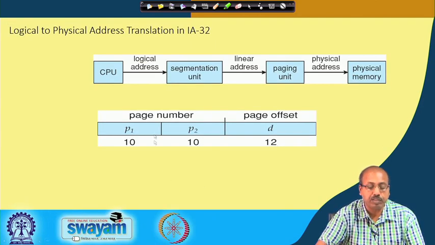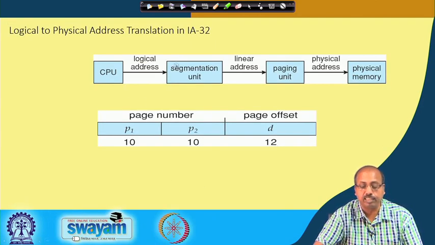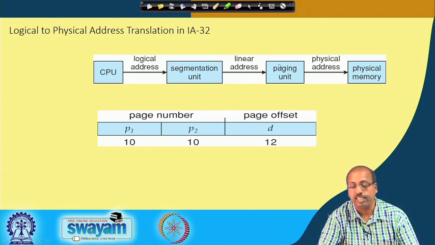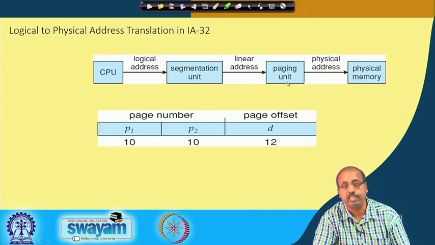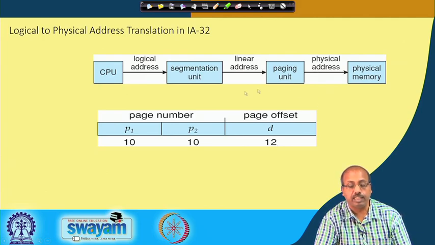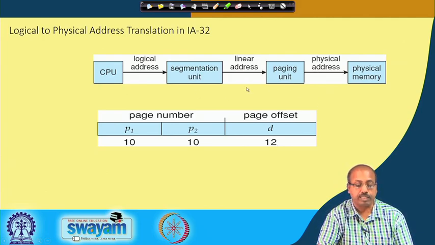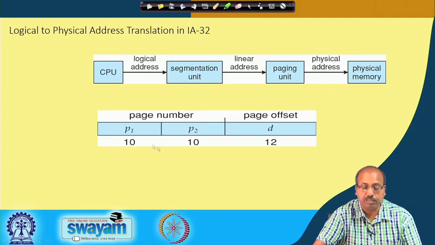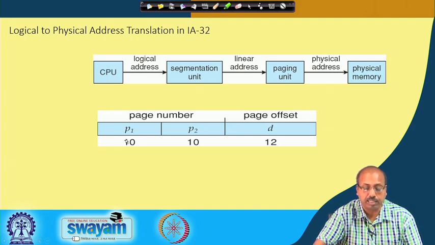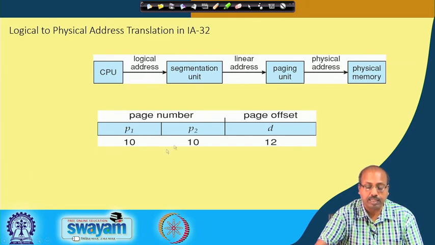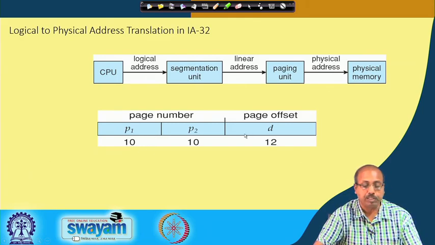The logical address generated by the CPU goes into the segmentation unit, which generates a linear address, and this linear address goes to the paging unit, which gives the physical address. That way it is a bit complex. The page number has a two-level hierarchy: P1 and P2 are the page numbers, and then we have the offset. So, 10 plus 10 plus 12, that is 32. These are the hierarchical pages and this is the offset within the page.